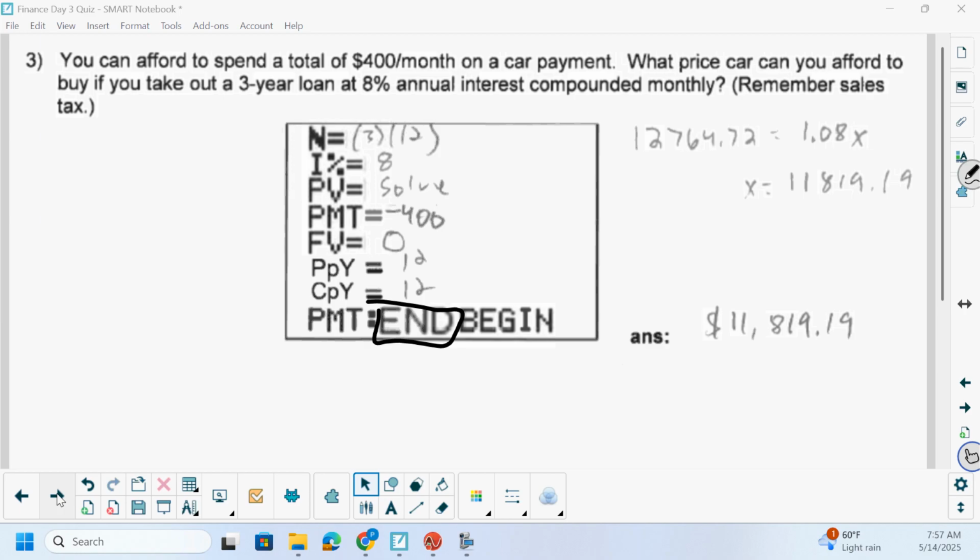So we get that 12,000 and change, but remember that's what we would be able to afford after tax. So think of X as the sticker value of the car. That times 1.08, accounting for the 8% tax, wants us to end up with that 12,764 and change. So divide the 1.08 over, and the highest sticker price of a car we could afford is $11,819.19.